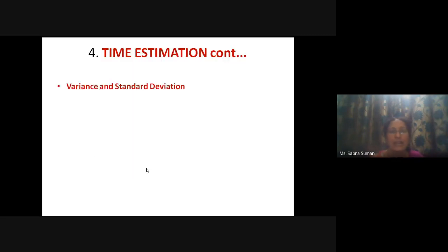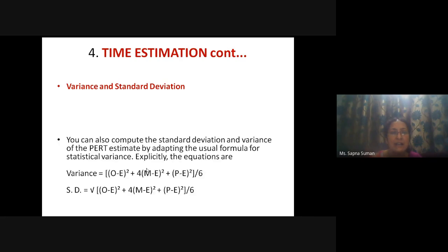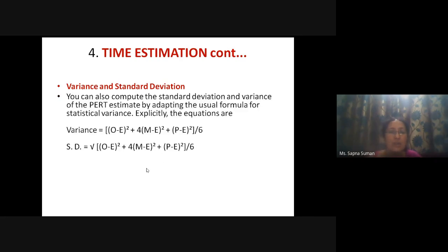Again, continuing with the same point, time estimation. Two more terms were there, which we have seen in the earlier slides, and these two terms are variance and standard deviation. So here are the formulas to calculate the variance and the standard deviation. All these are statistical equations or formulas which are used for calculating the standard deviation and the variance over here.